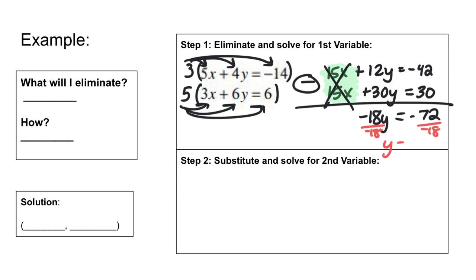And that'll tell me that y equals 4. Oh, I eliminated the x through subtraction. So now I have to put that 4 back into one of the equations.